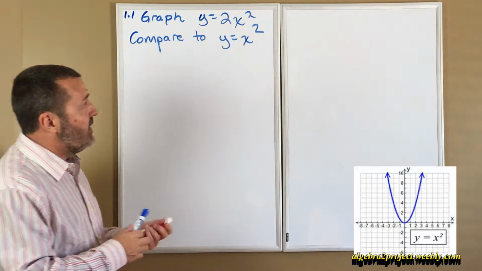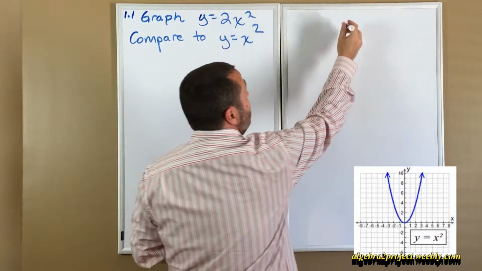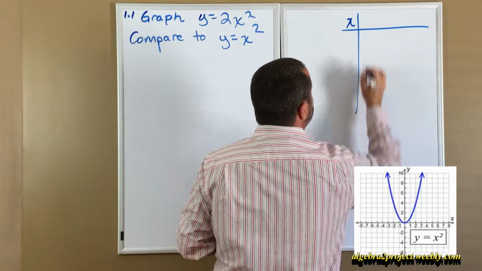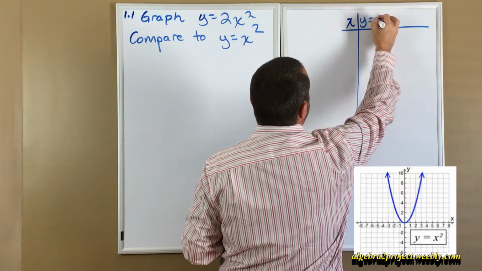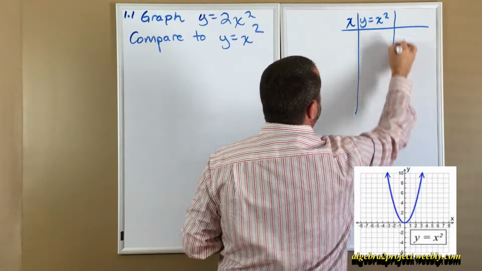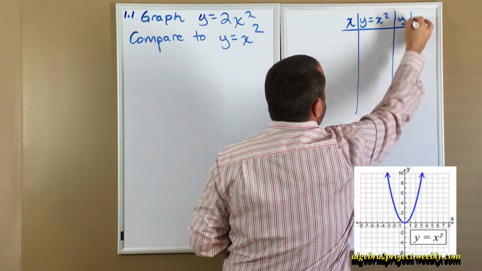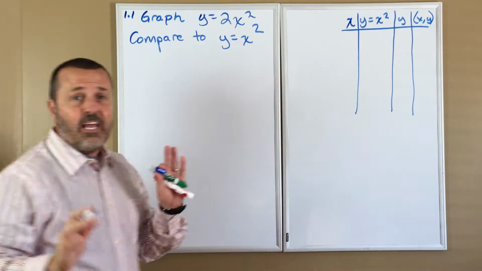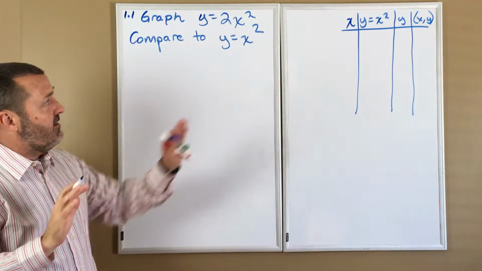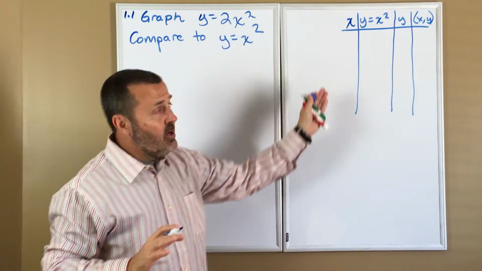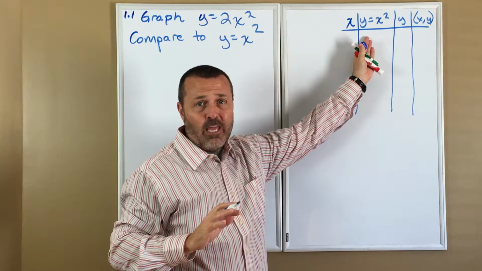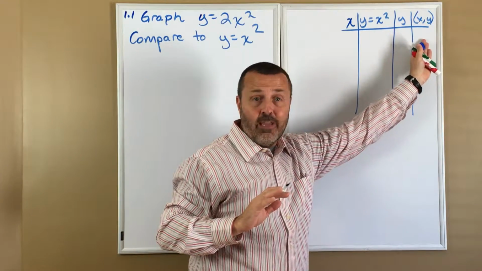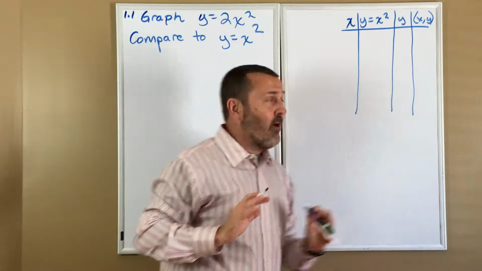So what I want to do right over here is make a nice table that I can use to put in values for my x, plug it into the parent function y equals x squared. That will determine my y value. I will have created some ordered pairs I can graph.